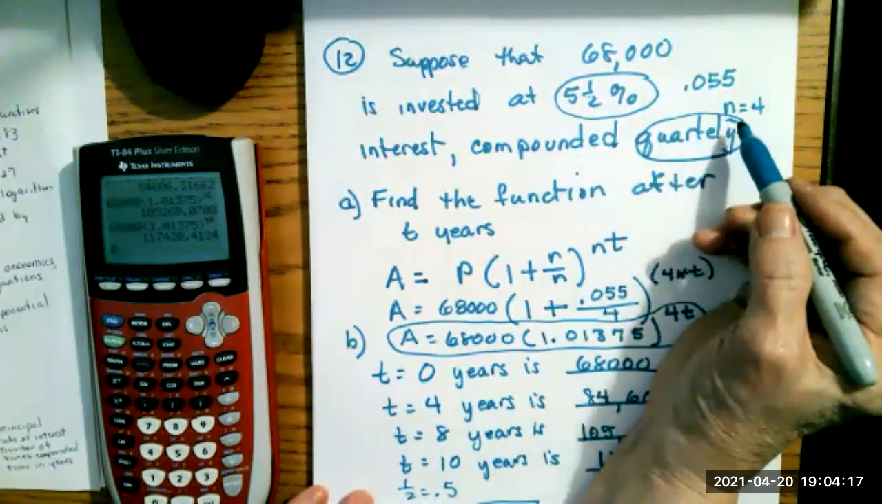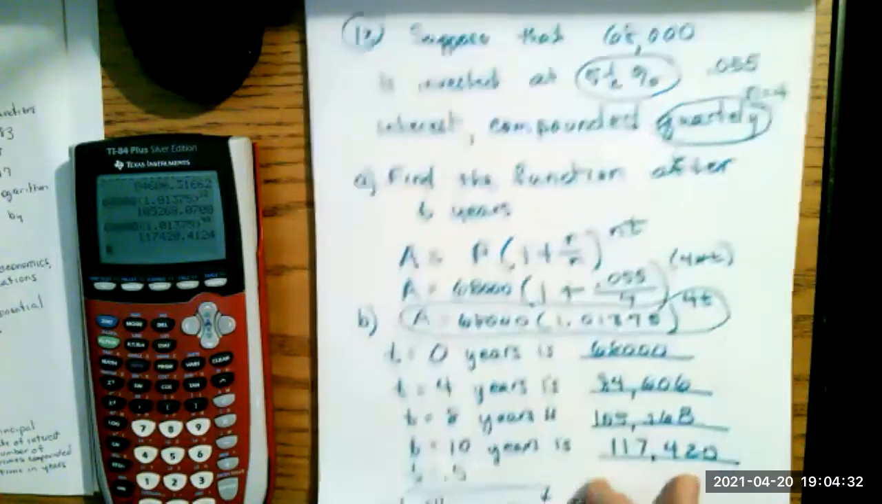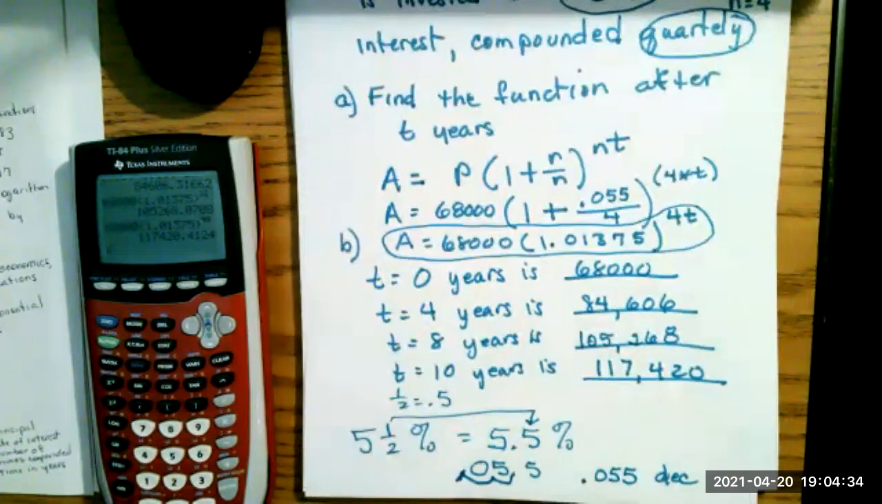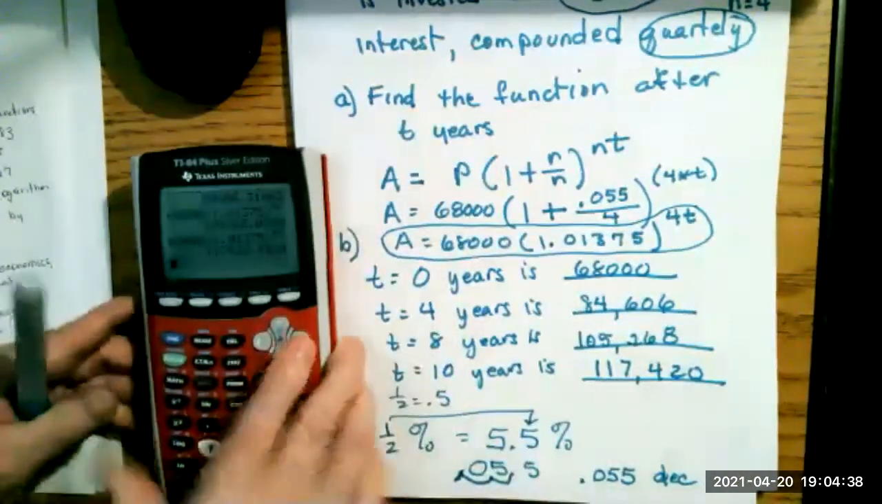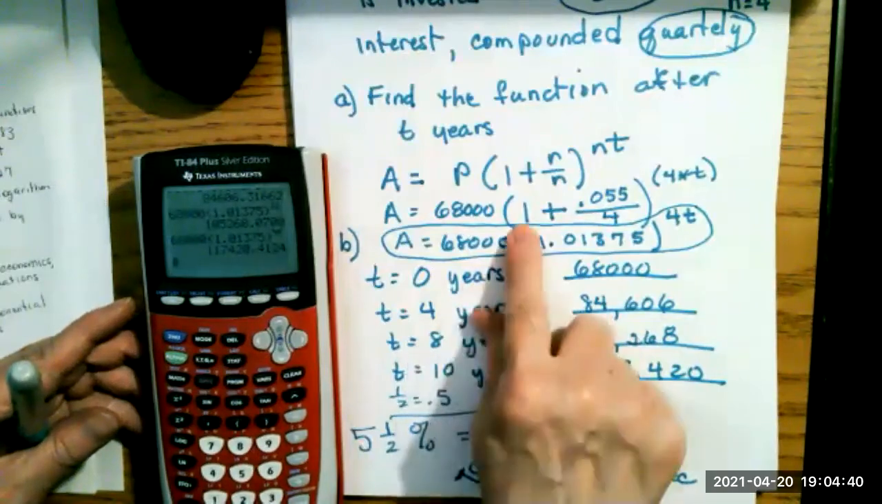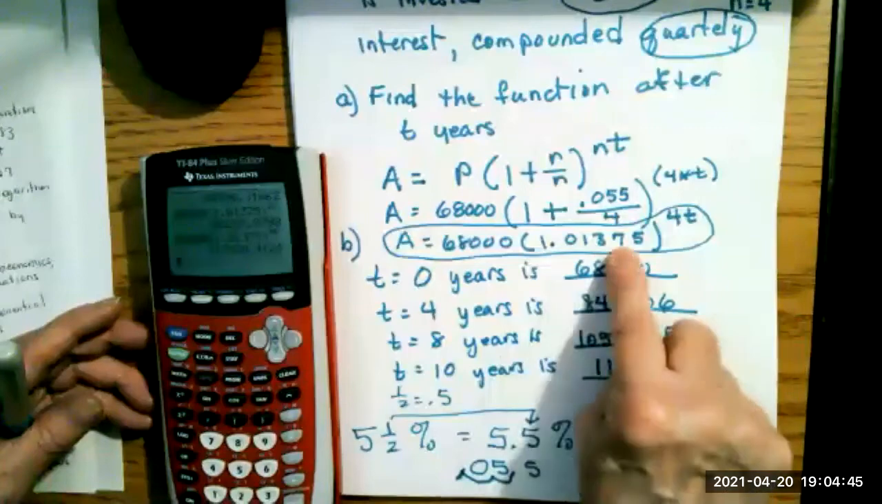How do we put that parentheses, 1 plus 0.055 over 4, in our calculators? Say that again. The A equals 68,000 with the parentheses stuff that's right there. Every time I put that in, it's giving me a way different number. So how are you putting that in the calculator? This one right here? I don't put that one in there. I changed this to this number right here.